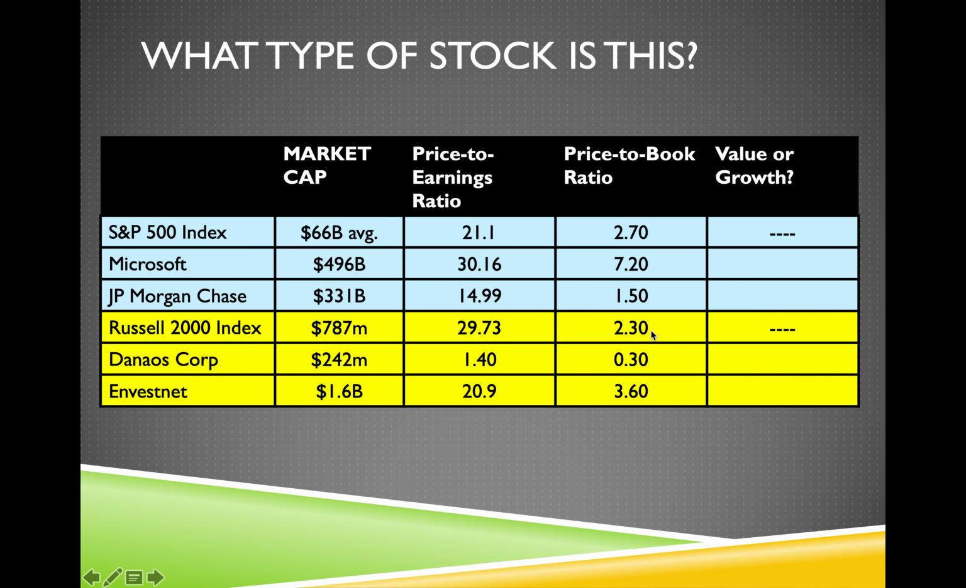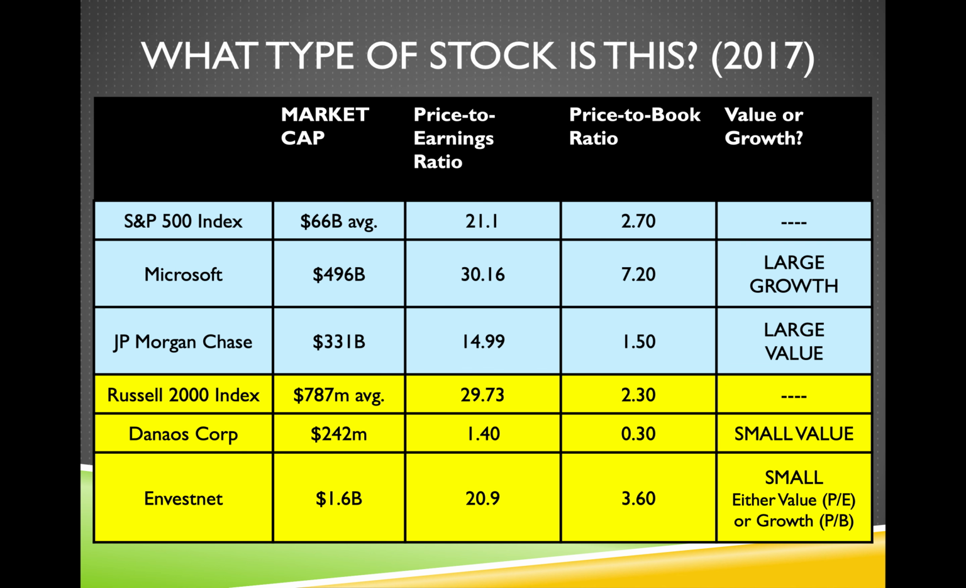The price book ratios, this one's got Danos has got a really low price to book ratio compared to Investnet, which has got a higher. How do we classify those? Well, if we look at what Morningstar called them at the time, Microsoft is a large growth company. JP Morgan is a large value company. Danos Corporation is a small value company, and Investnet could be considered either value or growth or something in between.